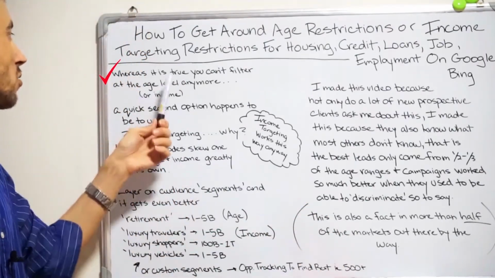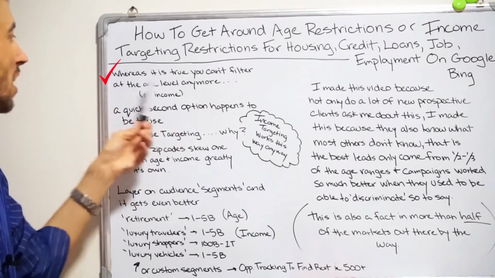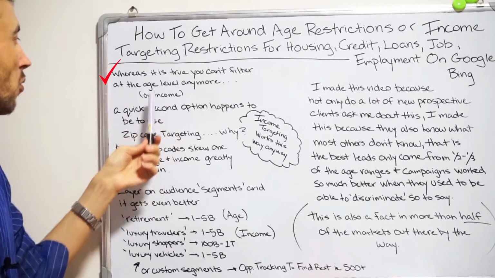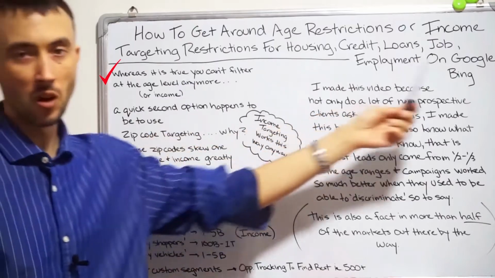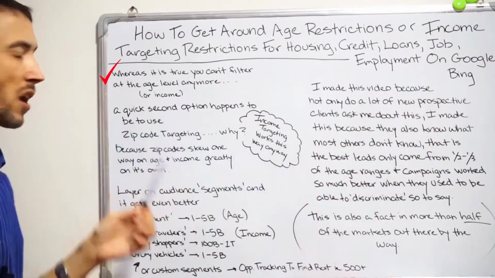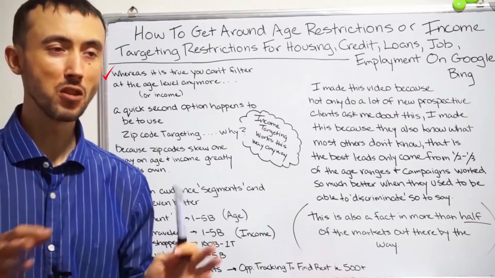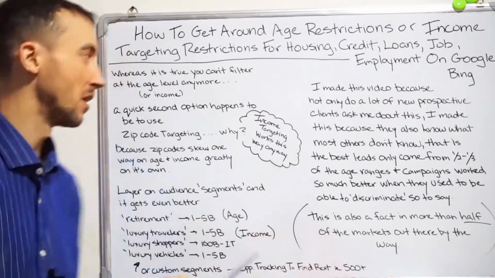So anyway, whereas it's true that you can't filter the age or income demographics anymore if you're in one of these categories here, there is a way to get around it inadvertently. Now, there's no way to actually turn it back on. That's not what I'm implying here.